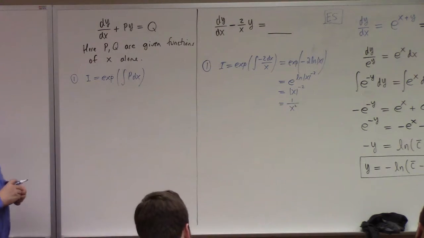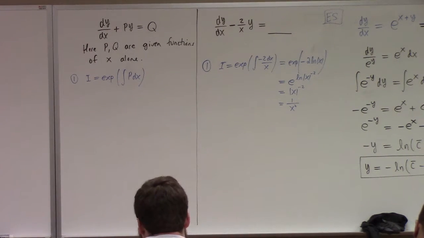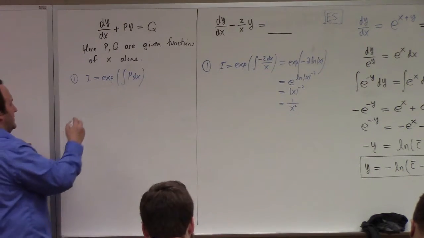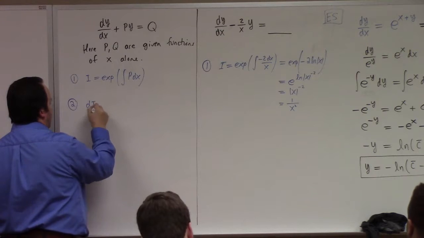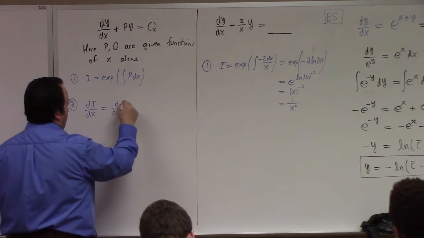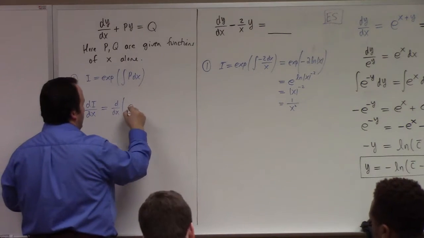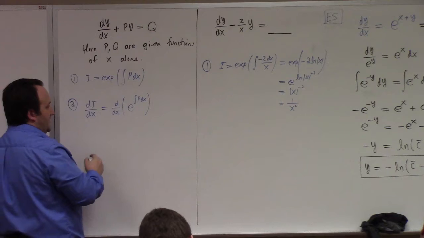Now, obviously, I can't compute the integral of the abstract function p in general, but I can just leave it like that. So step 2, I'll make here, is to notice what dI/dx is equal to. Well, that's equal to d/dx of what? Of e to the integral of p dx. So if you do this abstract differentiation, what do you get?